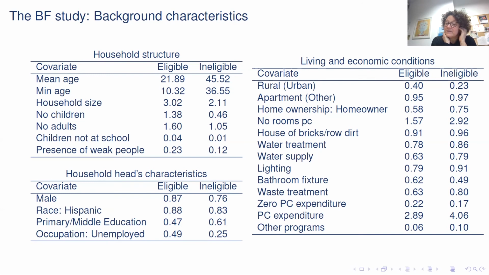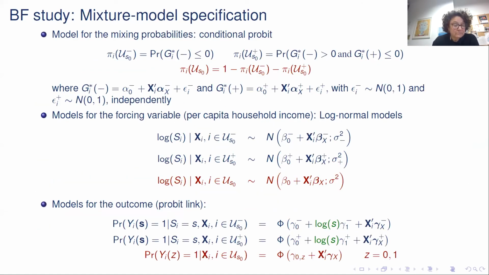and so the covariates we also used and conditioned on when specifying the models that I showed you before. We have covariates describing the household structure, some characteristics of the household head, and also some living and economic conditions of the family.